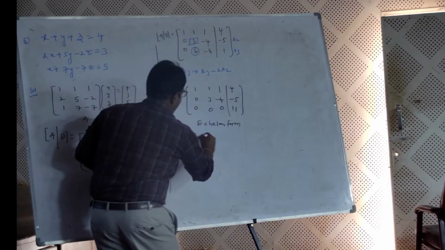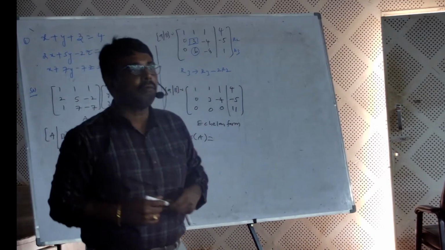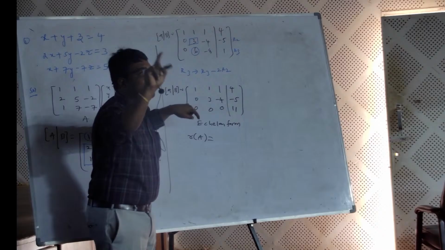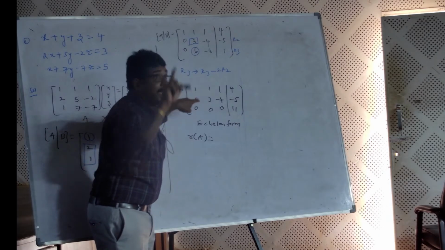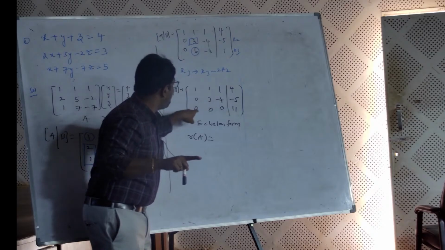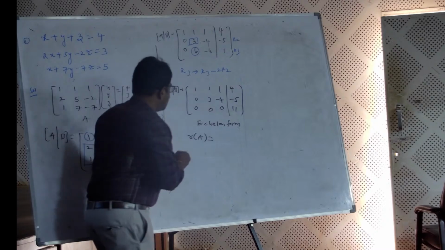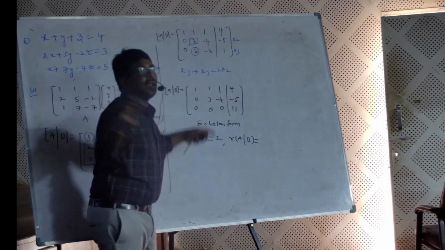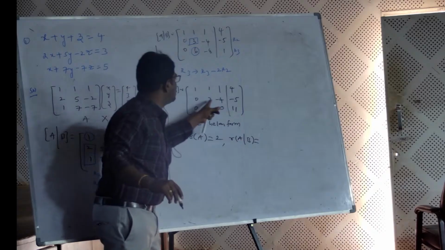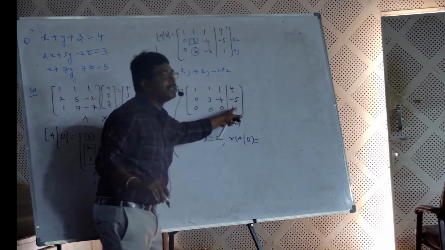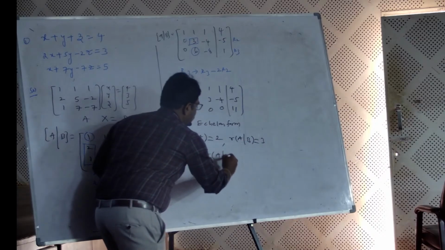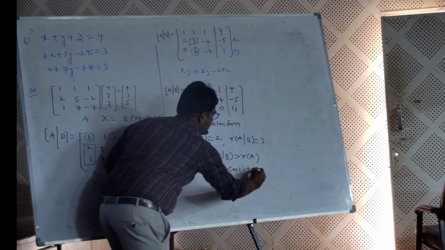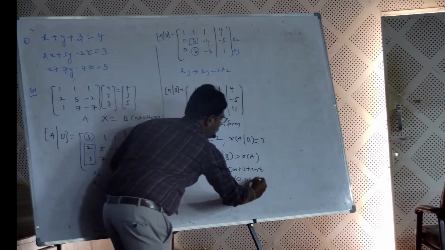Dear students, what is the rank of A? Rank of A is 2. In A only, I am talking about A: first row, second row, third row. That is why the rank is 2. Rank of A by B: non-zero rows, 1 1 1 4 is a non-zero row, 0 3 -4 -5 is a non-zero row, and 0 0 0 11. So what is the relationship between these two? The system is inconsistent. Inconsistent means no solution.